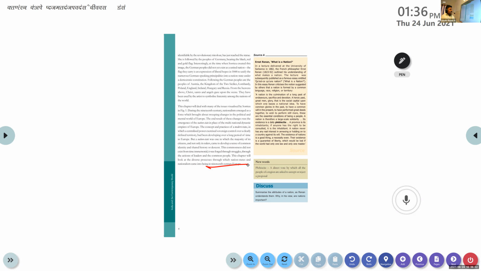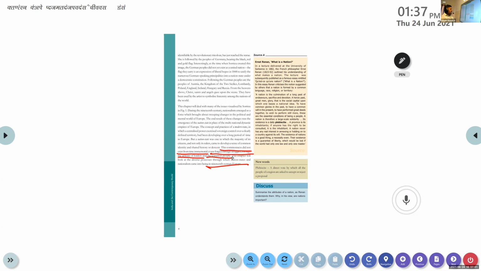So the feeling of commonness or oneness was forged, created through struggles, through the actions of leaders and the common people. Underline that. This commonness did not exist from time immemorial. It was forged through struggles, through the actions of leaders and the common people. Okay, clear? Then what happened? The feeling of oneness emerged. Clear or not?